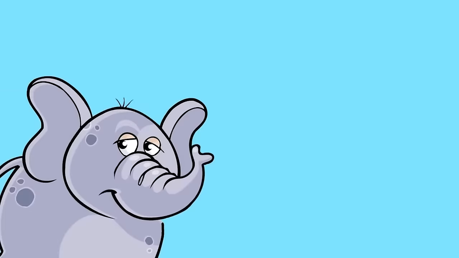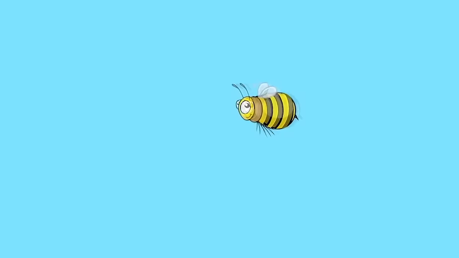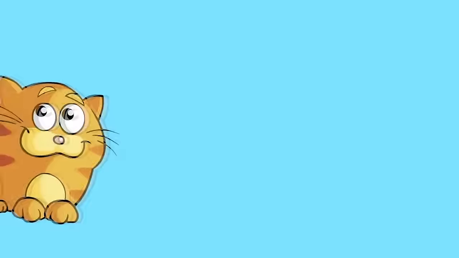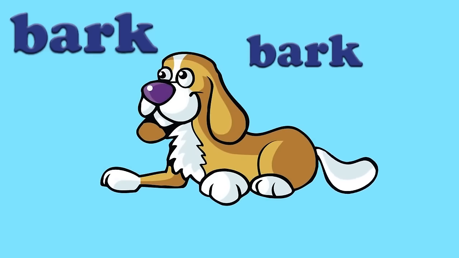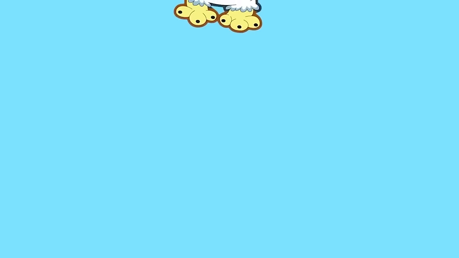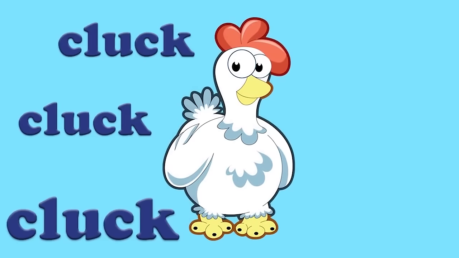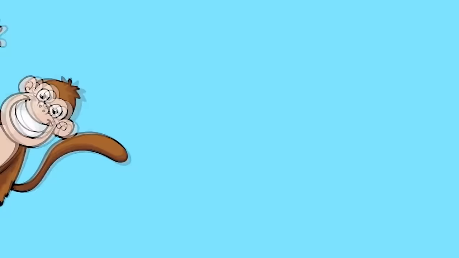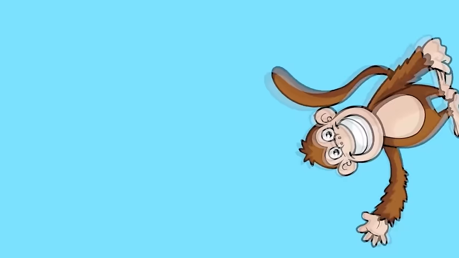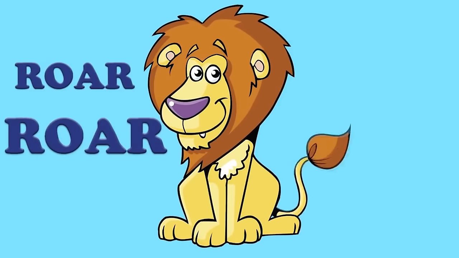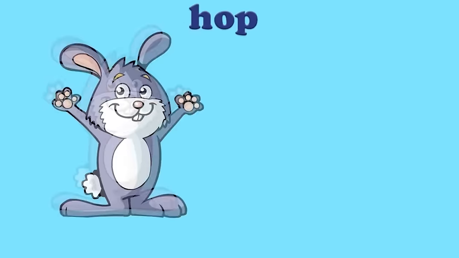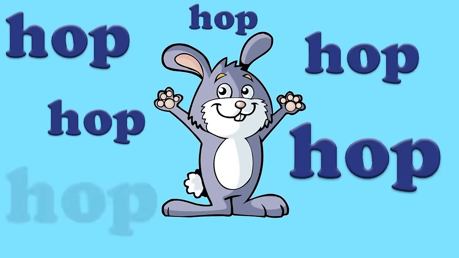These are the sounds that the animals make. The dog goes bark, bark, bark. The chicken goes cluck, cluck, cluck. These are the sounds the animals make. The lion goes roar, roar, roar. The rabbit goes hop, hop, hop.